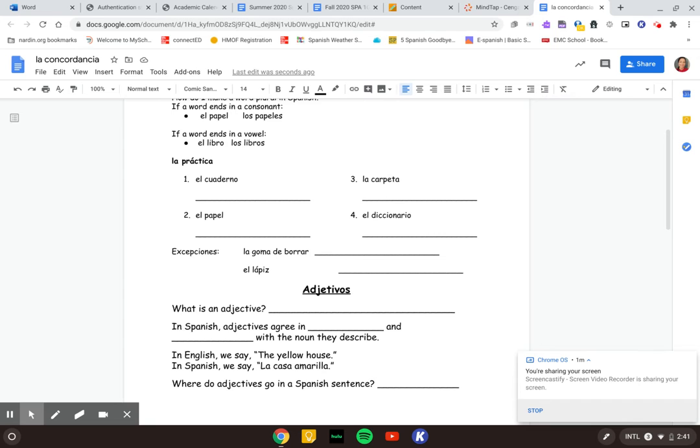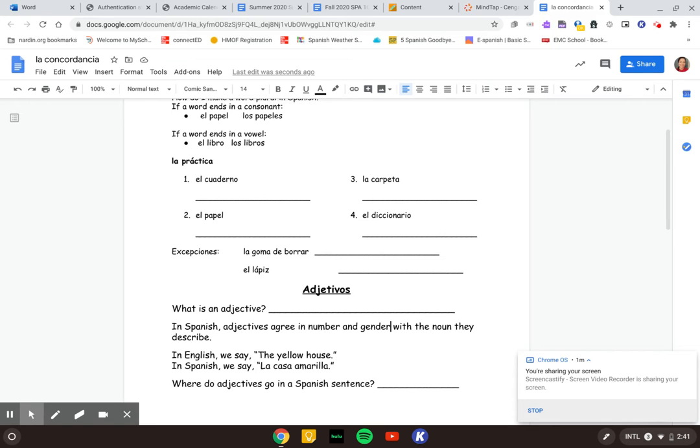An adjective, as you may already know, is a word that describes a noun. In Spanish, we have to make sure that our adjectives agree in number, so that's the singular and plural, and gender. It's like a puzzle, basically. Gender meaning it's masculine or feminine. It's a little bit backwards in Spanish.